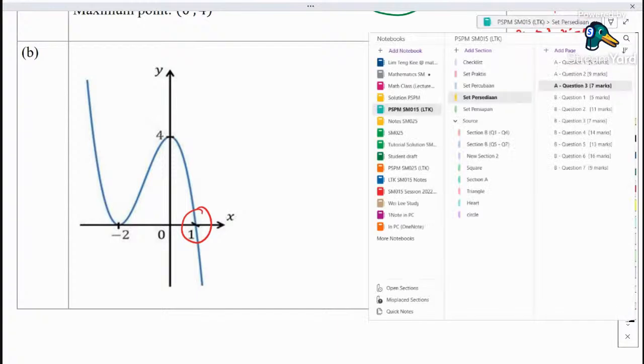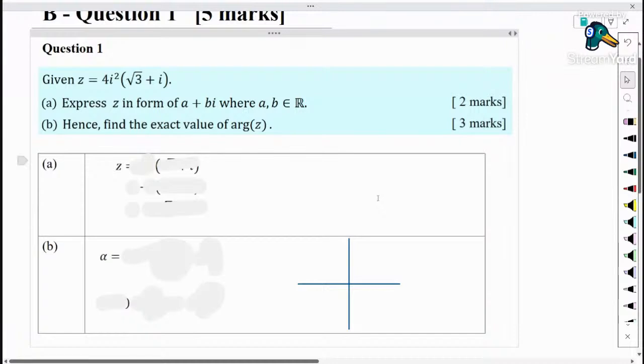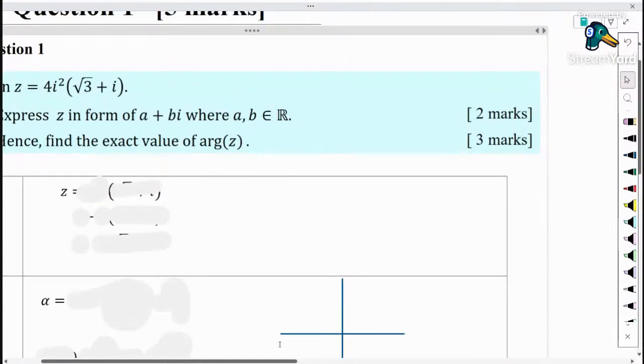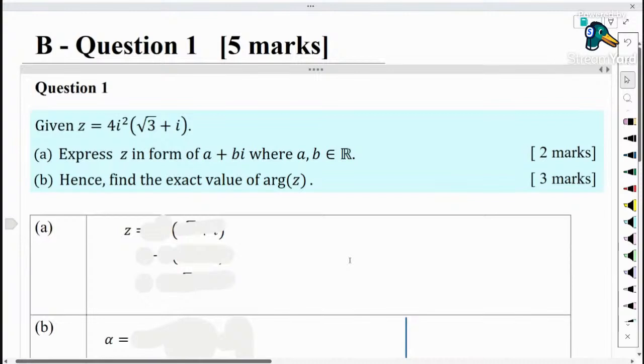So next, I would like to refer to section B, question number 1. 5 marks is given for this question, and the question comes from chapter 1, number system. To be specific, what is actually tested here is complex numbers from the number system. And let's see what we have in the question here.